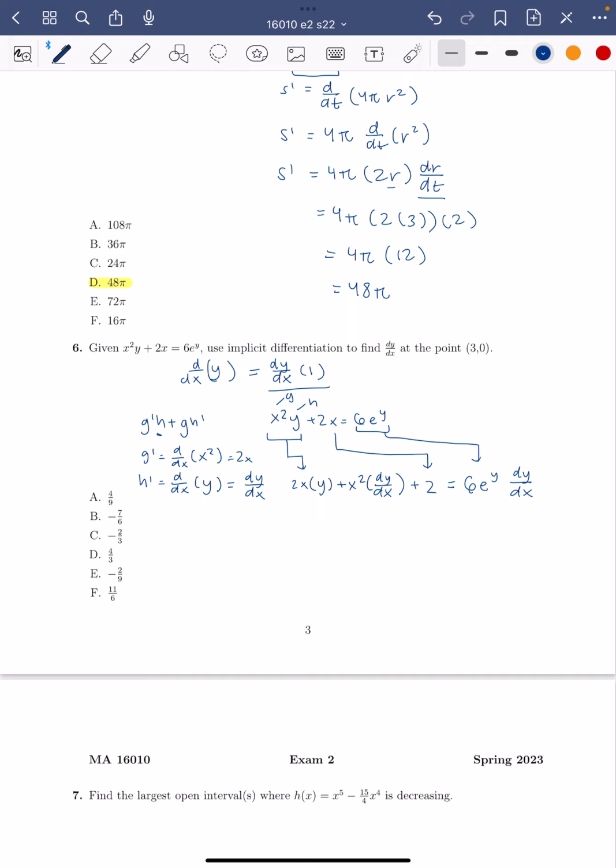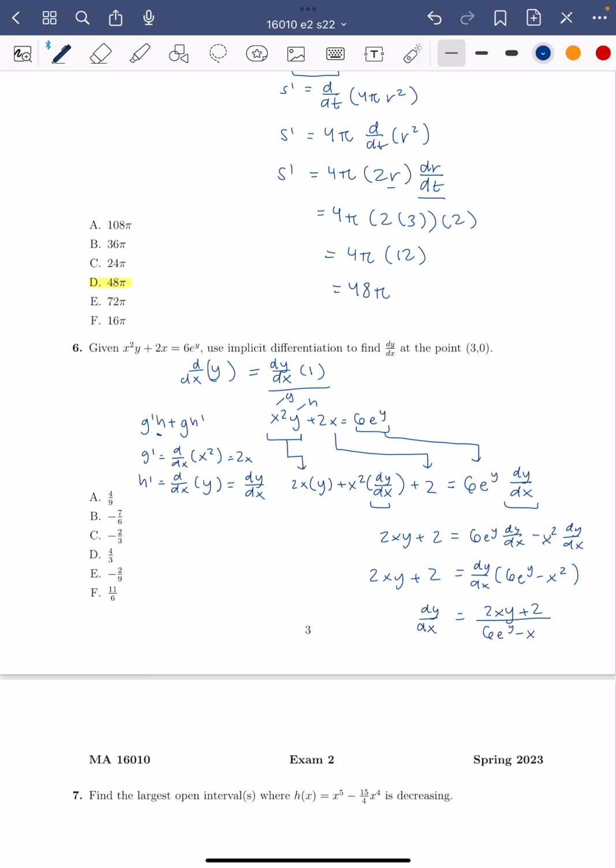Now, we want to move all of these dy and dx's to one side so we can isolate them. If we do that, we would get 6e to the y dy over dx minus x squared dy dx equals 2xy plus 2. Now let's take out the dy dx: dy dx times 6e to the y minus x squared equals 2xy plus 2. Divide it out to get dy dx by itself, and we would get 2xy plus 2 over 6e to the y minus x squared.